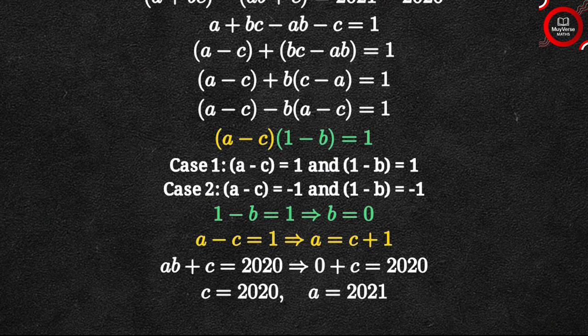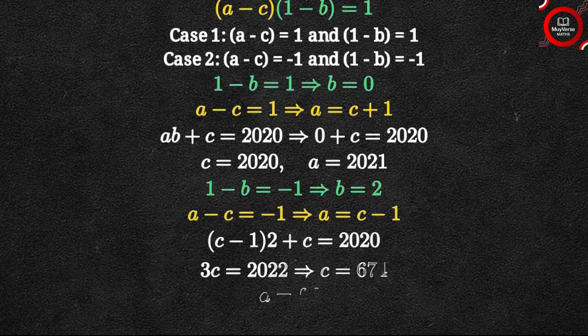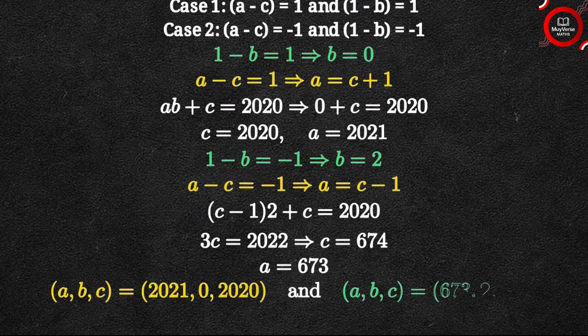Case 2 gives b equals 2, and a equals c minus 1. Substitute into the first equation, and solve for c, then solve for a. So the integer solutions are a, b, c equals 2021, 0, 2020, and a, b, c equals 673, 2, 674.